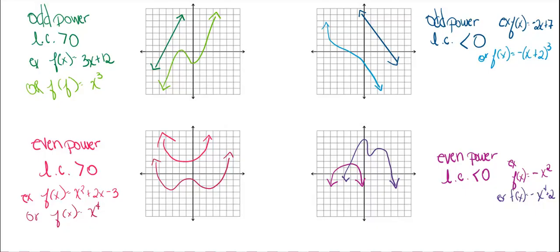Depending on what their leading coefficient is, they will open down if the leading coefficient is negative. They will open up if the leading coefficient is positive. Odd powers will rise or fall over time, depending on what the leading coefficient is. I hope this makes sense.